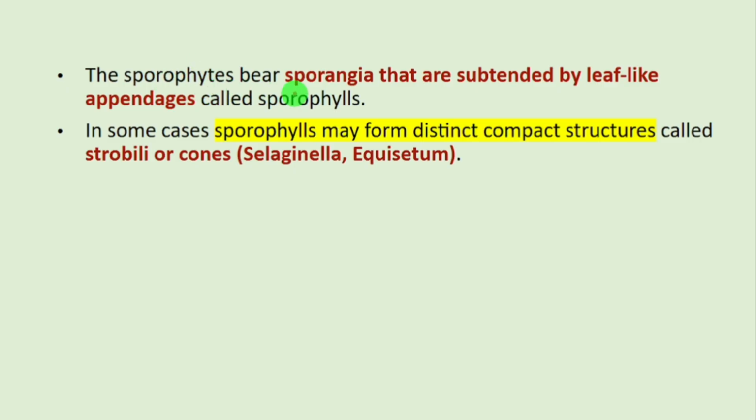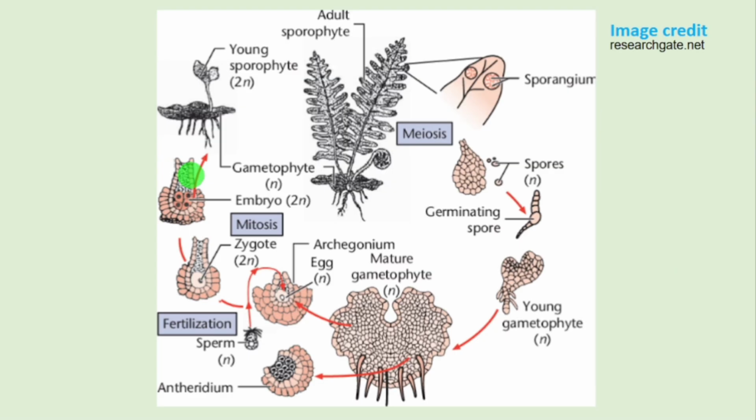The sporophytes bear sporangia that are subtended by leaf-like appendages called sporophylls. In case of Selaginella and Equisetum, the sporophylls form a distinct compact structure called strobili or cones. In the previous slide, you have seen how Equisetum looks like. So at the top, the strobili or the cones are situated. The next paragraph talks about their life cycle.